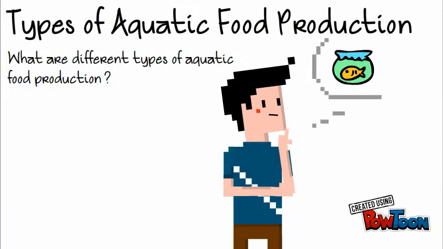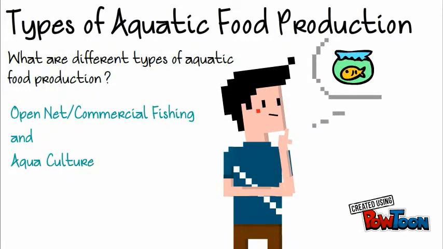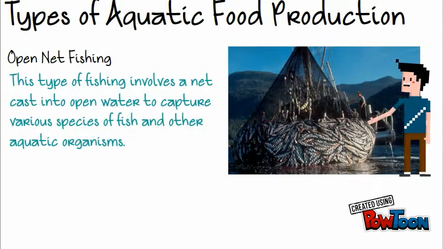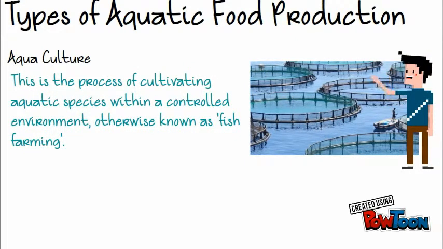There are two different types of aquatic food production. These are open net fishing and aquaculture. In open net fishing, a net is cast into open water to capture various species of fish and other aquatic organisms, as shown in this picture here. Aquaculture, in contrast, is the process of cultivating aquatic species within a controlled environment, otherwise known as fish farming. Usually, preservatives and other additives are added to the water to help the fish breathe better and have a cleaner environment.